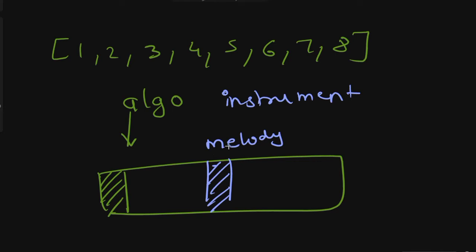Now I comes before M. So in the alphabetical order, I comes before M. So I know that the instrument would always appear before M. So it would be somewhere here in this shaded portion, somewhere near about. You can approximately guess this.